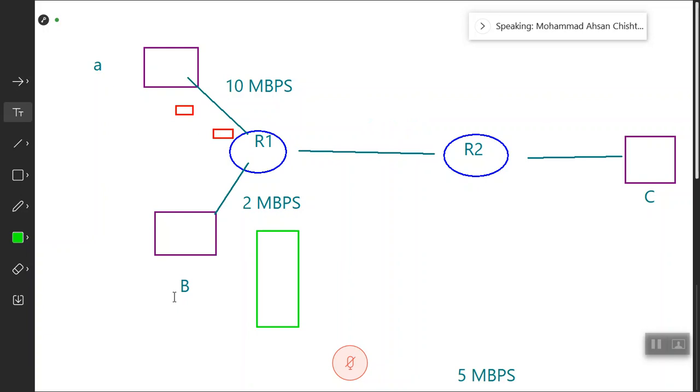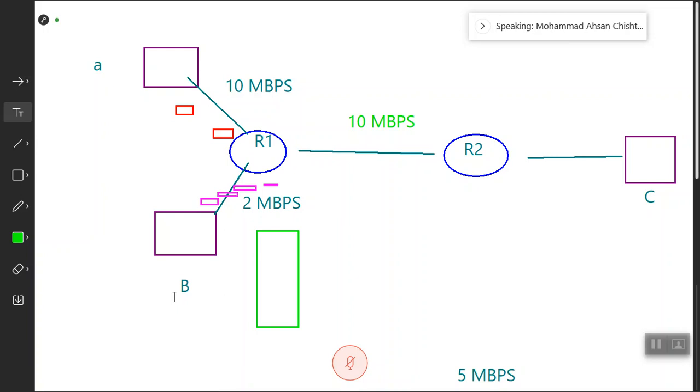So I will have these red ones moving across R1 and R2 at the rate of 10 Mbps. No issue with it, right? But if now at the same time we have B also starting to transmit the packets, which is denoted by these pink packets. Now what would happen here? I am having input of 10 plus 2, 12 Mbps and an output of 10 Mbps only.